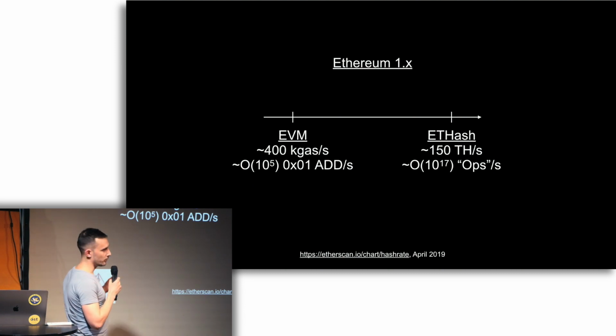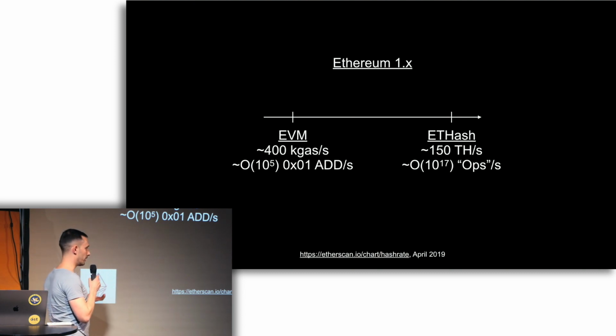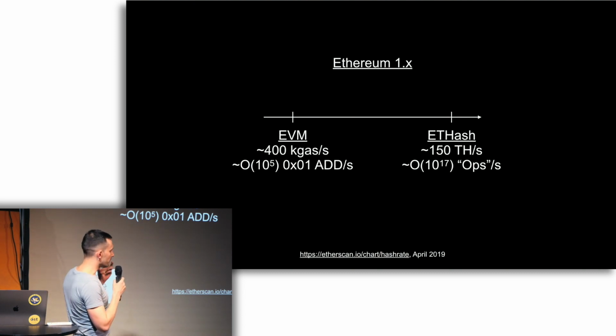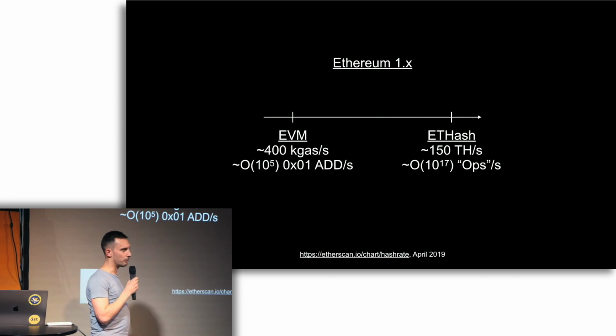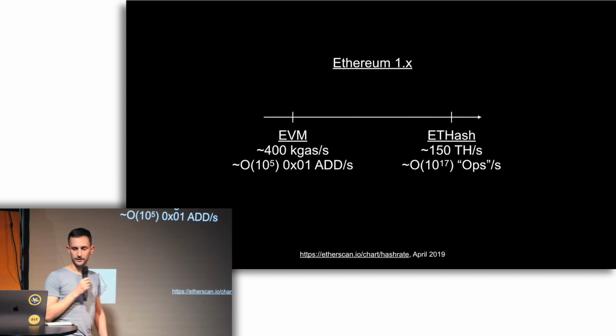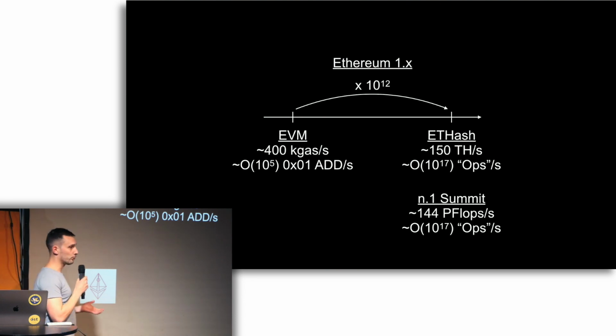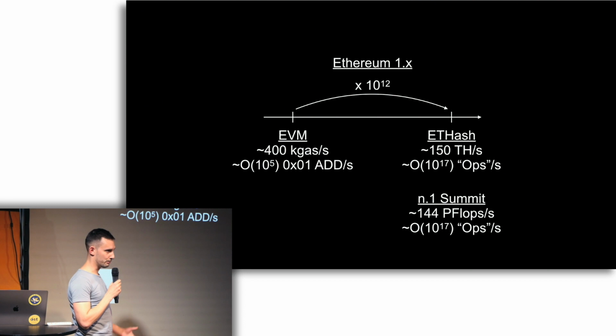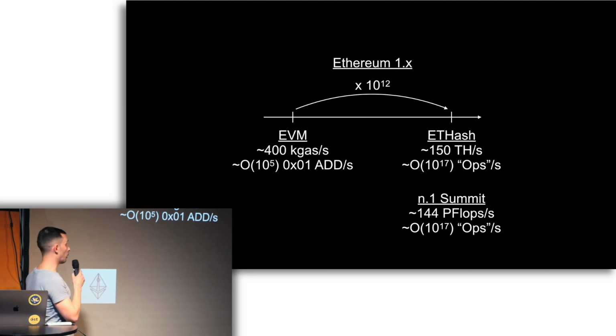But for every operation we do in the EVM, we still have to also execute ETH hash, and that ran at some 150 terahertz. So if you would say 6,000 operations per hash, you roughly come to 10 to the 17 operations, which isn't bad because that's world computer performance scale, but we're wasting a lot of that, right? There's 12 orders of magnitude between the number of operations we execute in the EVM and the number of cycles or operations we do to get proof of work.